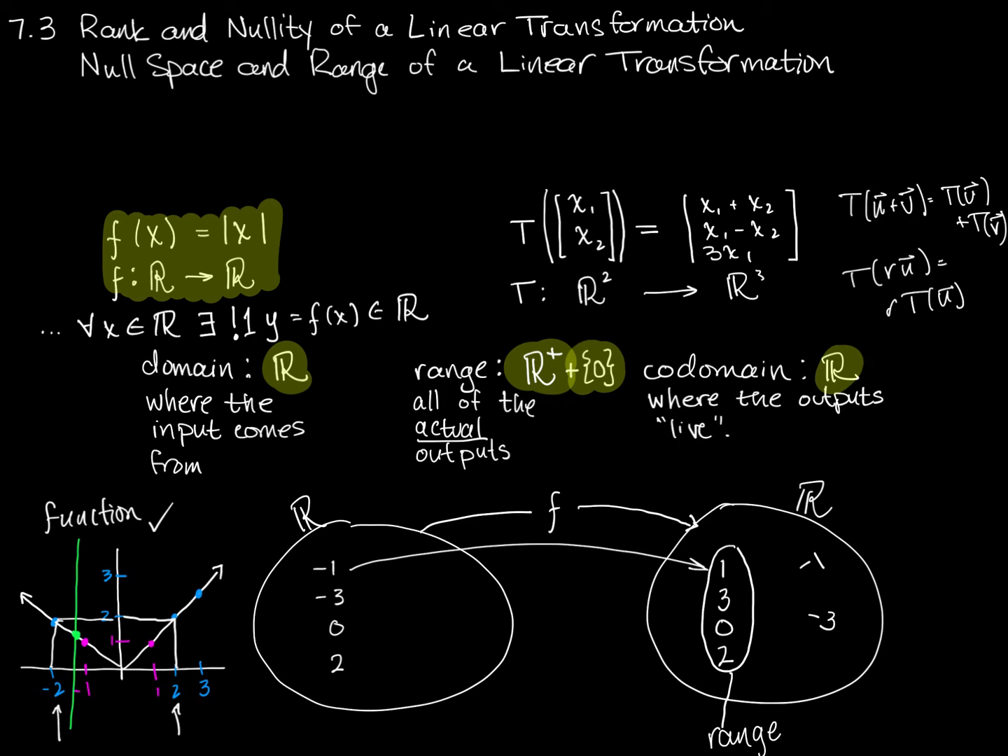For my transformation, where am I here? My domain is all of R2. My codomain is all of R3. But my range is only the vectors in R3 that I can get by combining these two values in this particular way. So the codomain is all of R3 and the range is a subset of that.